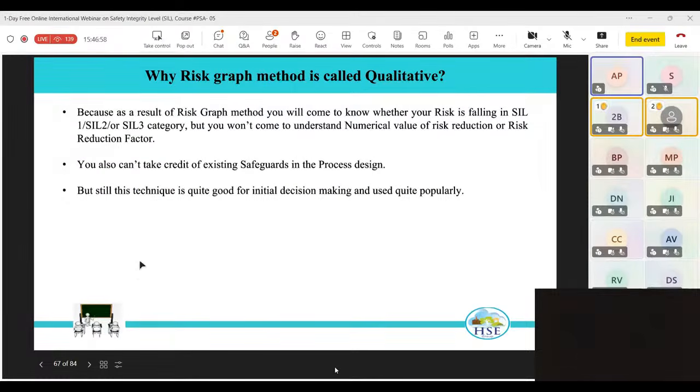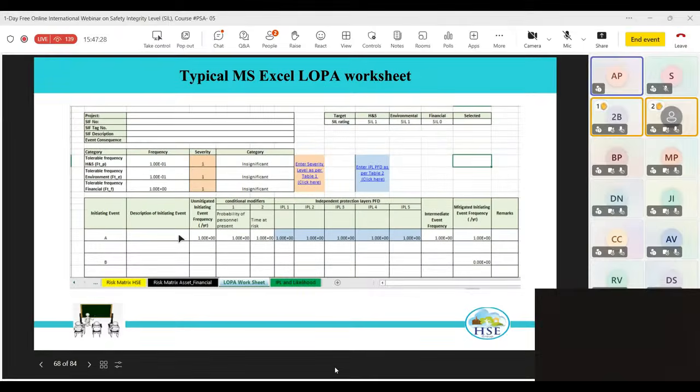So why is this graph again called qualitative? Because as a result of this graph method, you will come to know whether your risk is falling in SIL1, SIL2 or SIL3 category, but you won't come to understand the numerical value of the risk mitigation factor. You also can't take credit of existing safeguards with the process design. But still, this technique is quite good for initial decision making and quite popular.